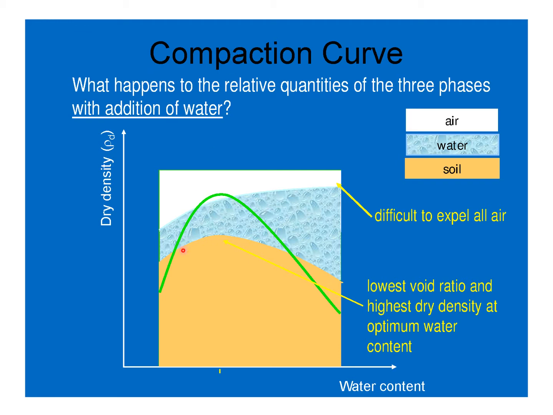If you just look at the typical compaction curve, there are three phases you can consider: the soil grains, water, and air. You can see that in this portion where you are having the best compaction, even some air is present. So air cannot be removed 100% from the soil through compaction.